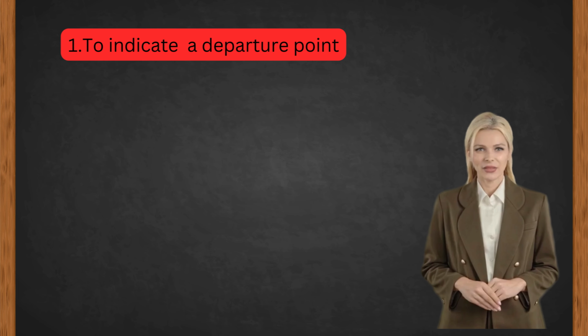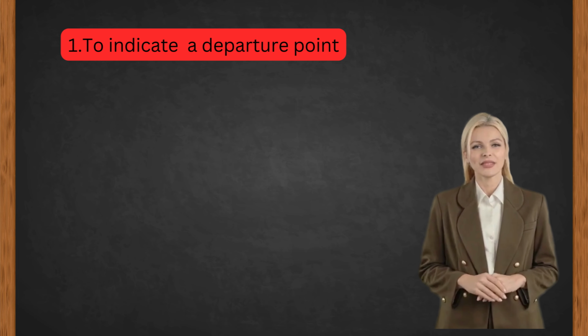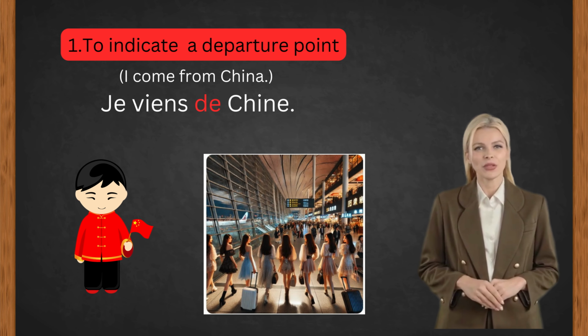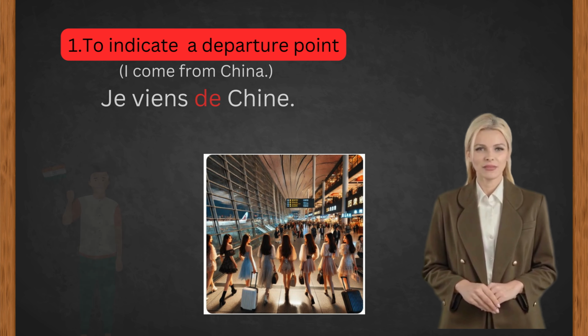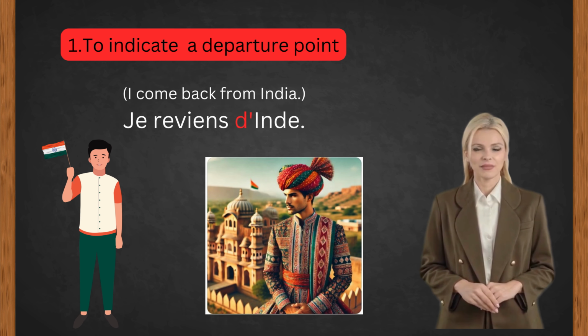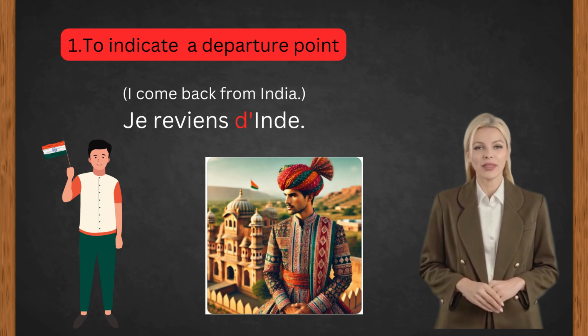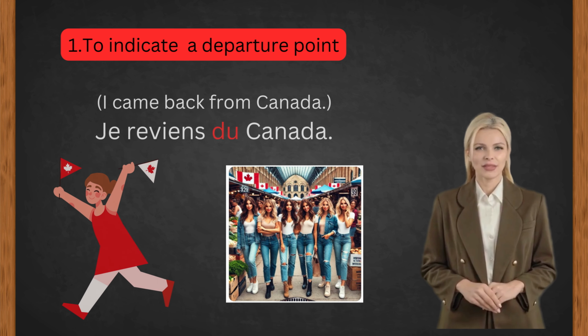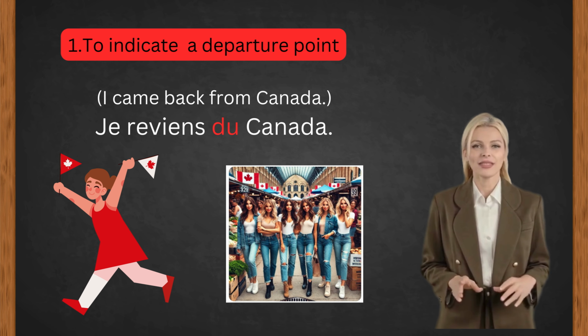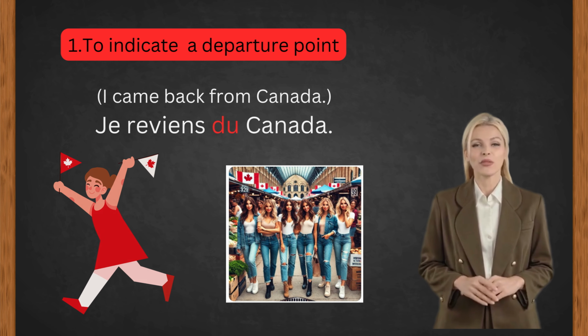De can be used as a preposition to indicate a departure point before feminine countries and cities, for example. You could say, Je viens de Chine. I come from China. Or, Je reviens d'Inde. I come back from India. These are feminine towns or countries, please note that. However, with masculine towns or countries, it's du, for example. Je reviens du Canada. Ou, je reviens du Japon.